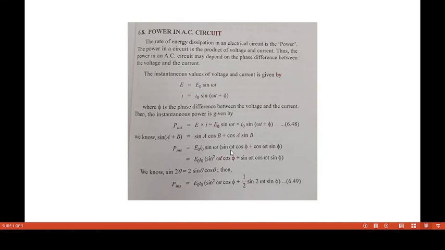Taking the sine omega t term inside the bracket, this becomes E naught I naught times sine square omega t cos phi plus sine omega t cos omega t sine phi. Using the formula sine 2 theta equals 2 sine theta cos theta, the instantaneous power becomes E naught I naught sine square omega t cos phi plus this sine omega t cos omega t can be substituted by sine 2 omega t upon 2, sine phi.